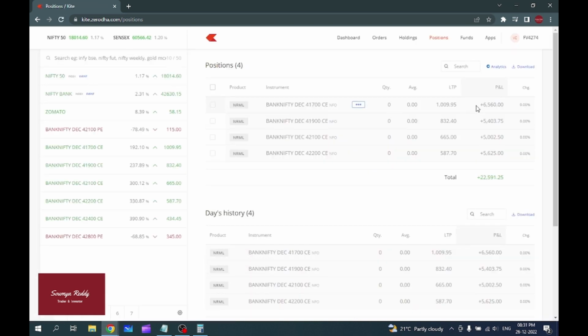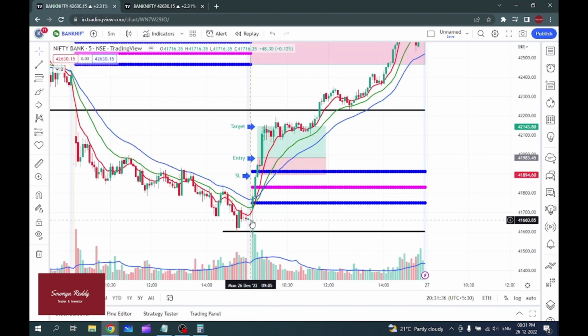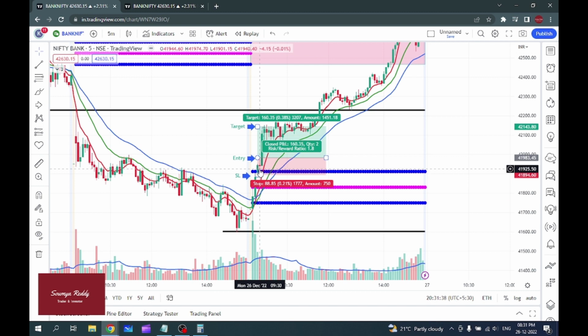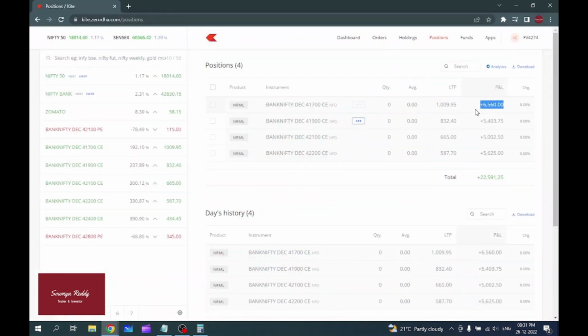So now let's see how I made this first trade, which gave me 6,000 rupees. In the morning, when the first 15 minutes candle gave a breakout, it was a CPR breakout. This was my entry, this was my target, and this was my SL. My target hit, so my first trade was successful.